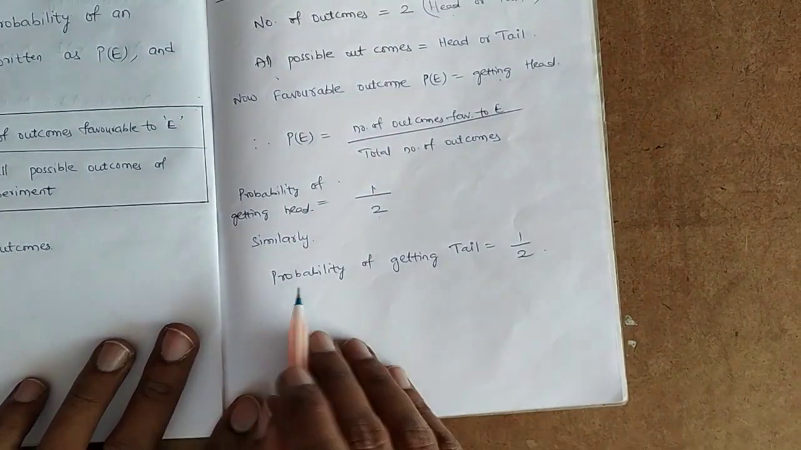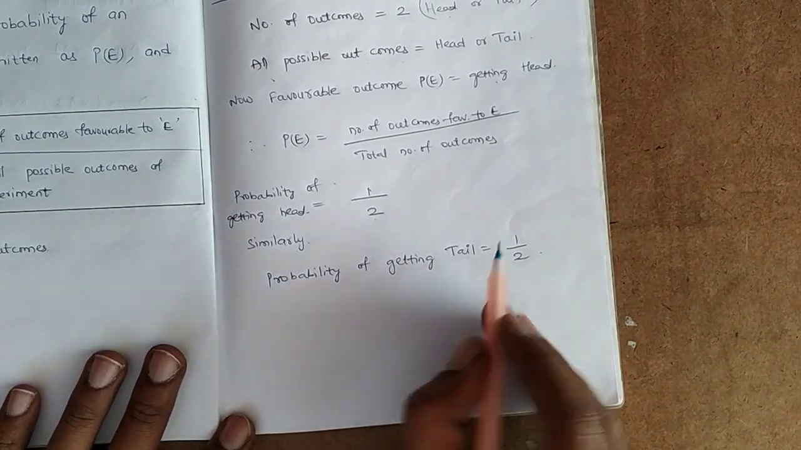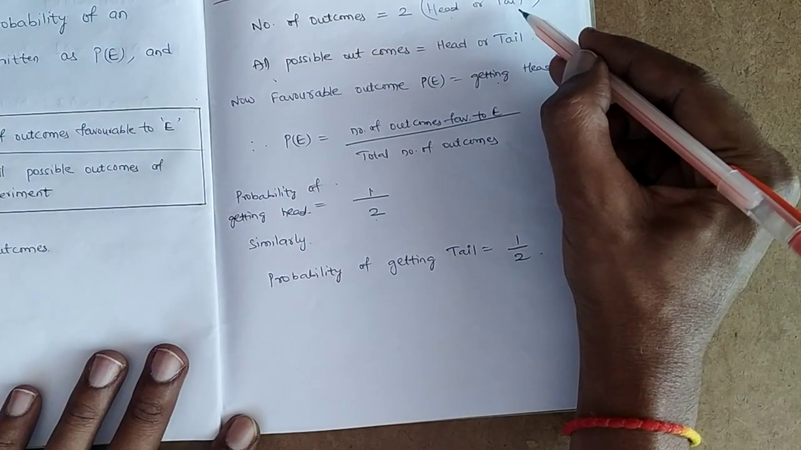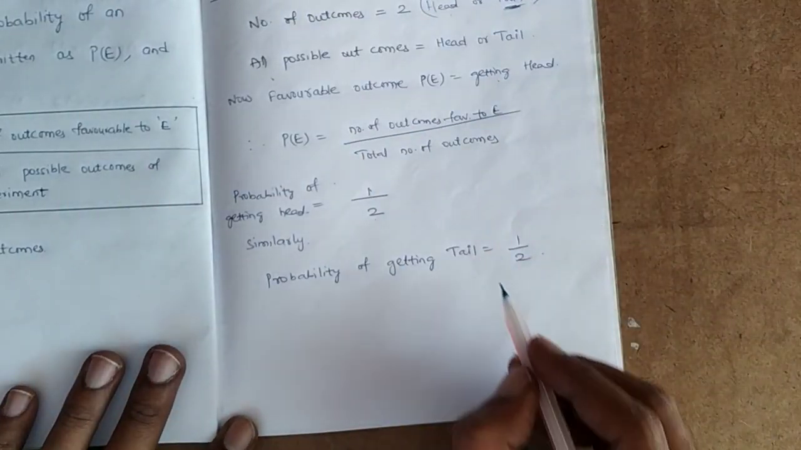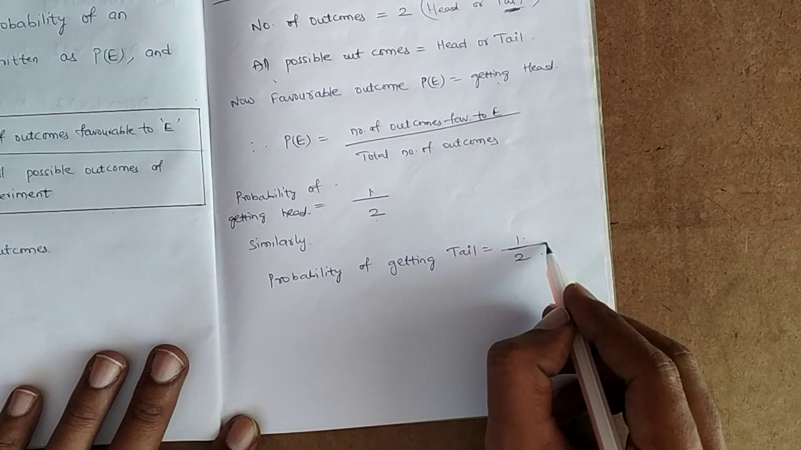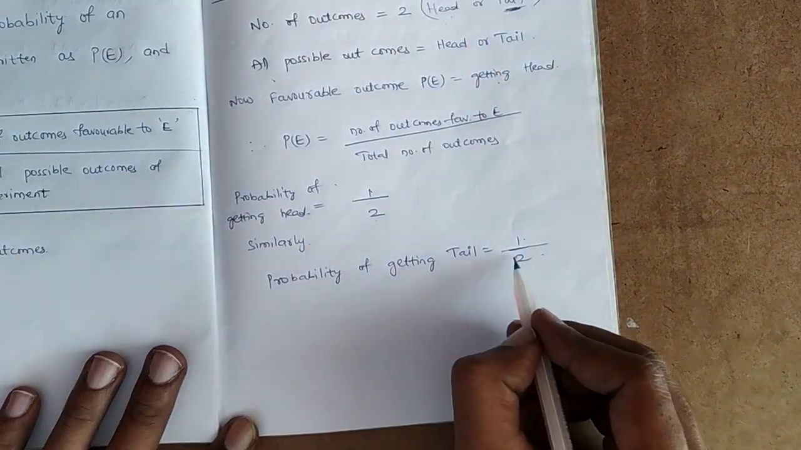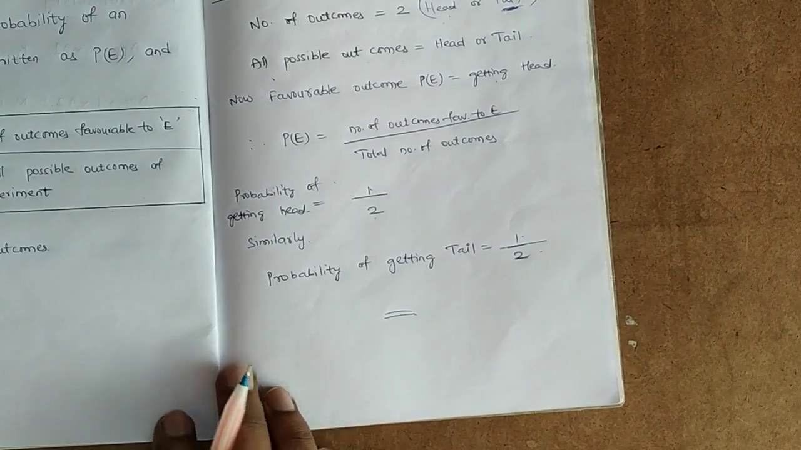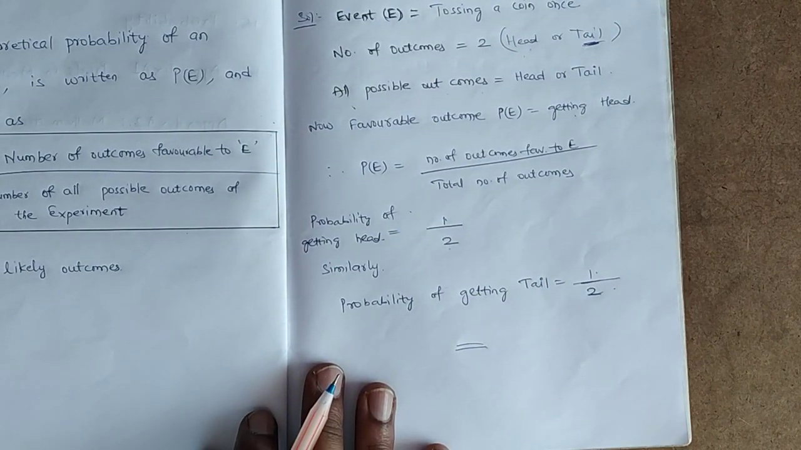In a similar way, the probability of getting a tail is equal to how many tails can occur in one throw of a coin? Only one tail. So we shall write 1 here. And how many total number of outcomes? Heads plus tails, so 1 plus 1, that is 2. This is the probability, and in the next classes we shall discuss it very clearly. Thank you.